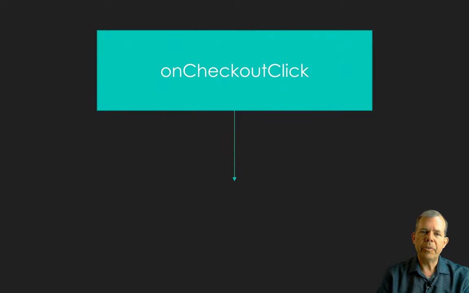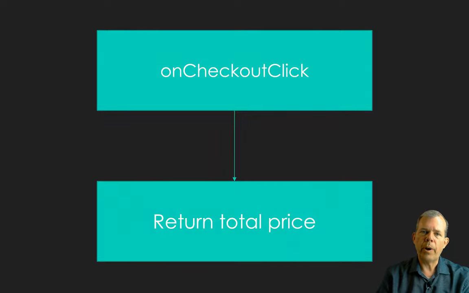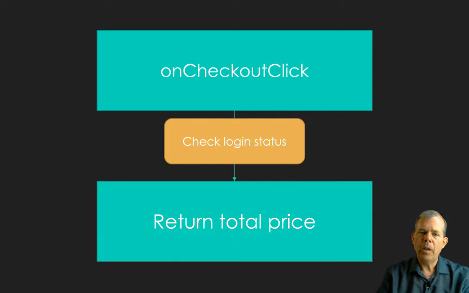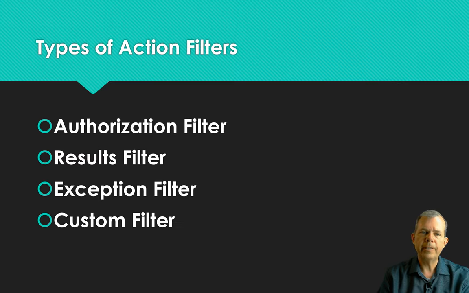So let's think again about this method called onCheckoutClick. We want to return the total price of a cart, let's say, in an application. Well, before we would allow that calculation to be done, we might want to check to see, is this person logged in? Now we allowed them to come to the website and start adding things to their cart. But as soon as they check out, we need to have a valid login. And so you might want to check the login status before you actually return the total price.